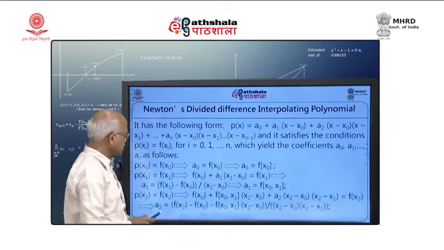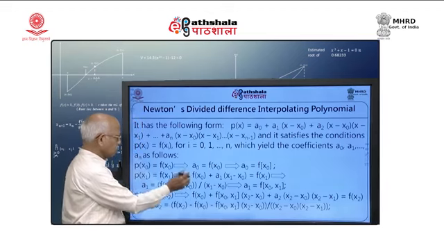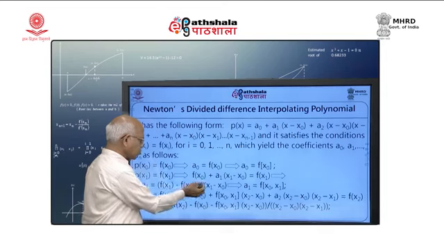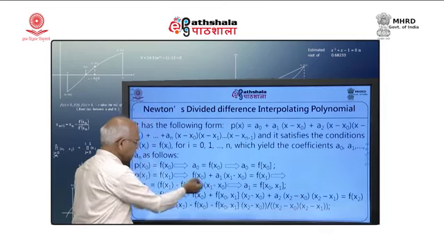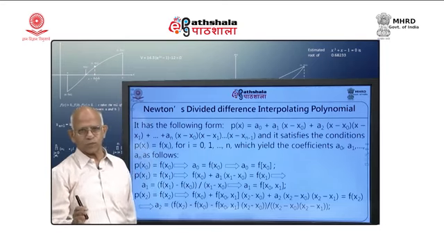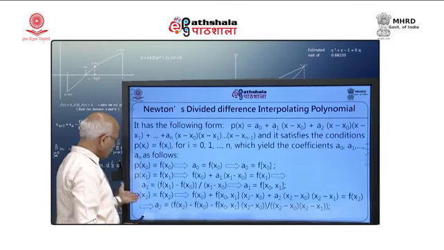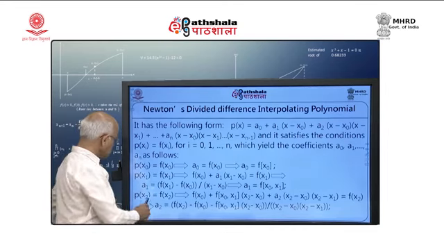So, I will be getting this result here, that a 1 will be equal to (f(x1) minus f(x0)) upon (x1 minus x0). But this is nothing but the first order divided difference over the nodes x0 and x1. So, that is how I will be getting a 1. Similarly, we can get p(x2). So, p(x2) equal to f(x2).